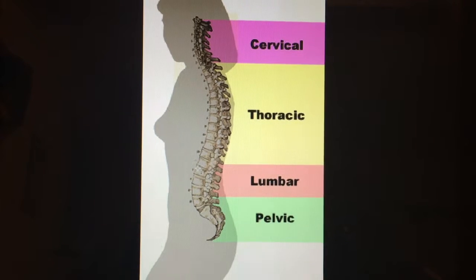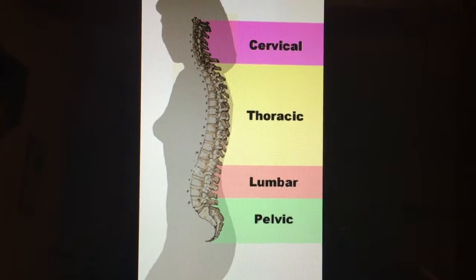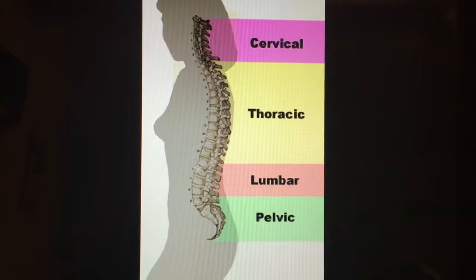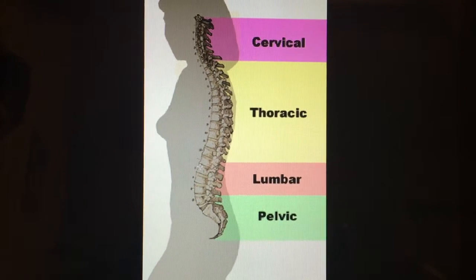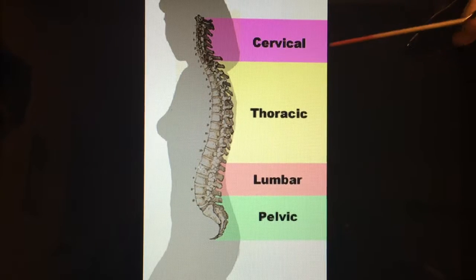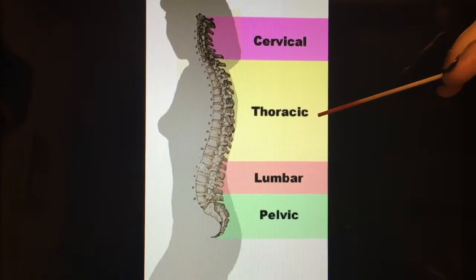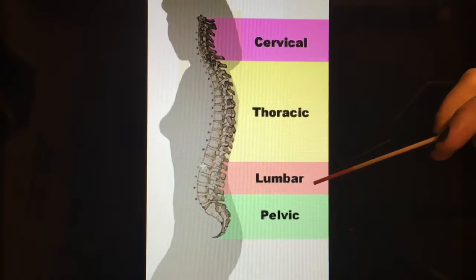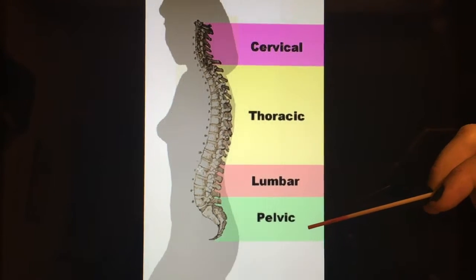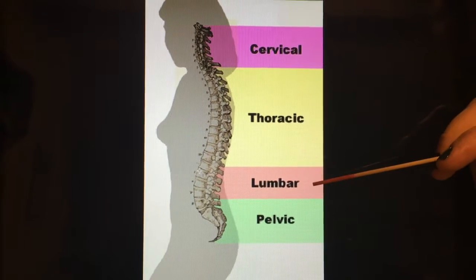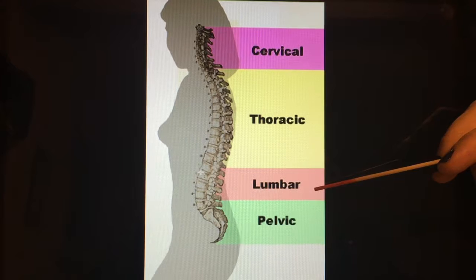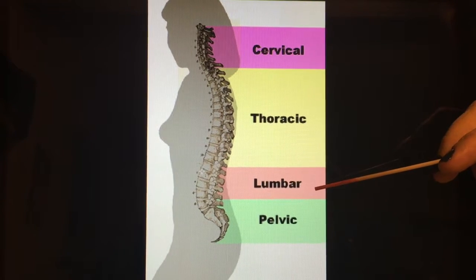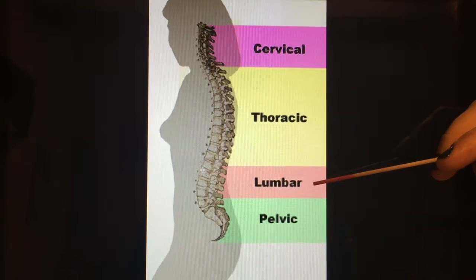The spinal column serves the main function of protecting the spinal cord as well as keeping individuals upright. The spinal column is designated into 4 sections: the cervical, the thoracic, the lumbar, and pelvic. Of these sections, the lumbar spine serves as the base of support for the upper body. This video will focus on the lumbar spine.